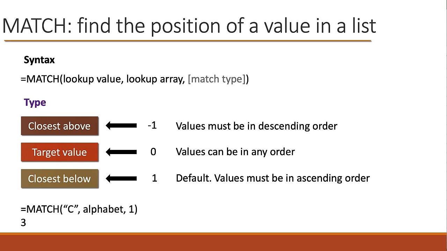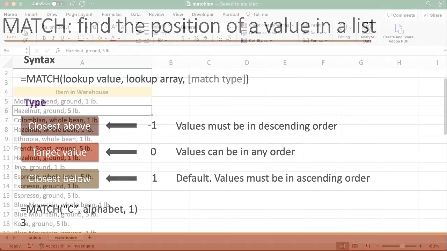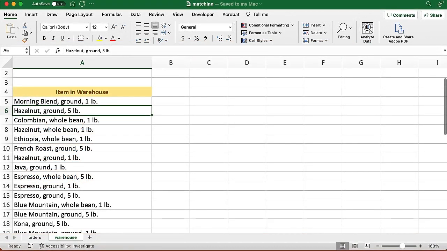So here's a simple example. If we have just letters of the alphabet listed from A to Z, and from 1 to 26, we would say equals MATCH, find C. The range we're looking for is called alphabet. Let's say we have a named range, and the match type is going to be 1. That's the default. It's in ascending order from A to Z. So the match function is going to return a value of 3 because C is going to be the third letter in that list. Remember I said we need two functions for this task.